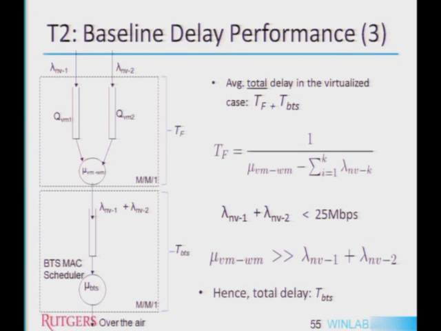So you have the same arrival rates, and this is the interface which picks up these packets from the virtual base station and pushes them over the wire link to the physical base station. And then this is the physical base station. So the total delay is the forwarding delay plus the delay you see at the base station. The forwarding delay can be calculated: if I assume that these variables are independent, then the average delay is basically 1 by mu minus the summation of all arrival rates which you see at this point.